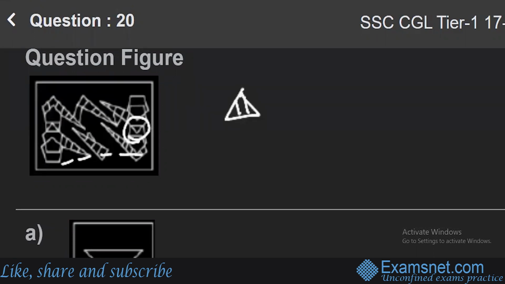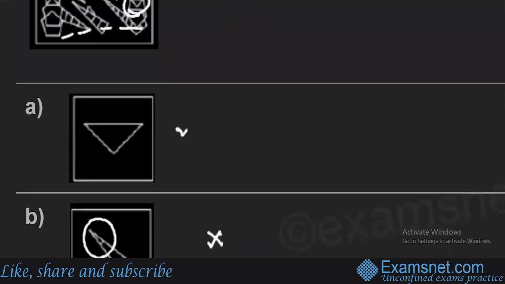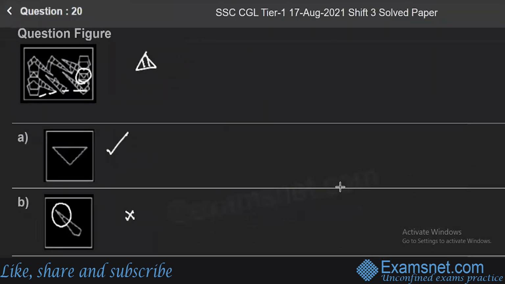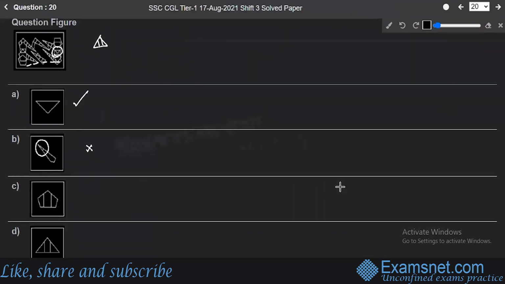So that means option A is the correct answer to my question, right? So option A is the answer to our question. I hope you are clear with this. Then let's move to the next question, number 12.